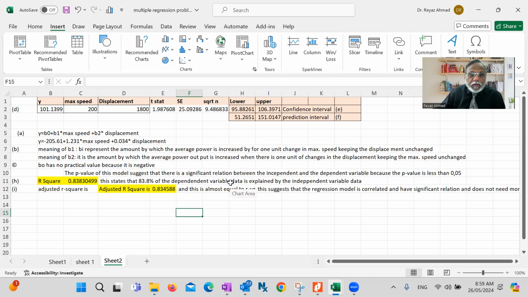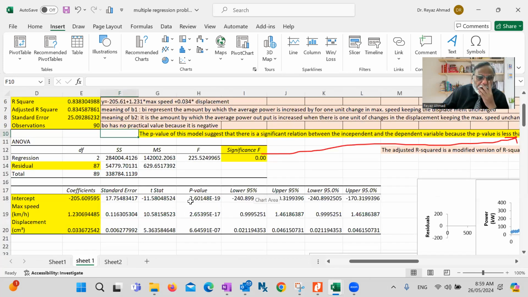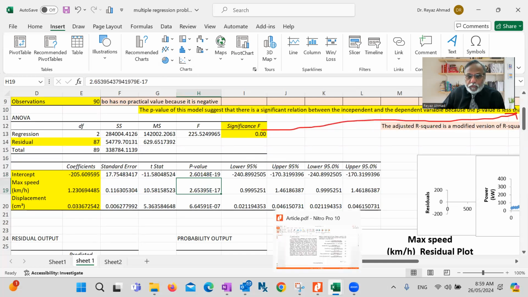And it can also be understood from this information. Look here. The p-value, all of these over here are 0. This is also suggesting for each parameter how significant it is. I can use the t-stat, but it is easier to use the p-value. This is also 0. This is also 0. This is also 0.